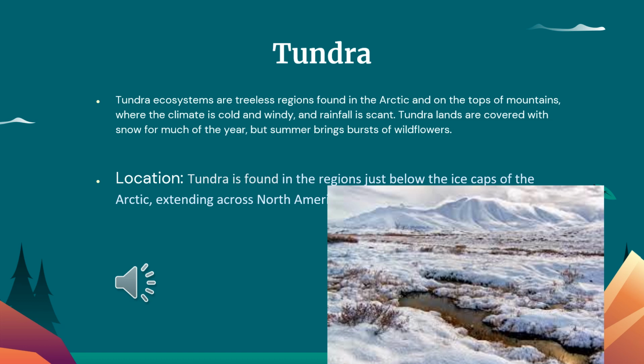Its climate is cold and windy, of course, and rainfall is scant. Tundra lands are covered with snow for much of the year, but summer brings bursts of wildflowers. Location: tundra is found in the regions just below the ice caps, in the Arctic, extending across North America, Siberia, and the poles. We have many things in Siberia, but the most famous one is tundra.